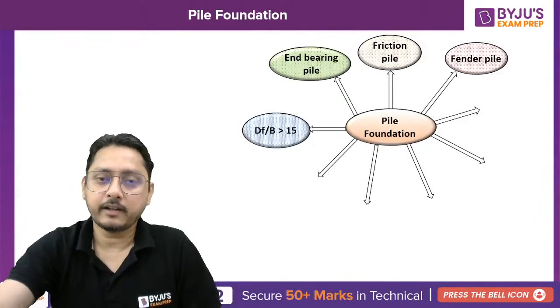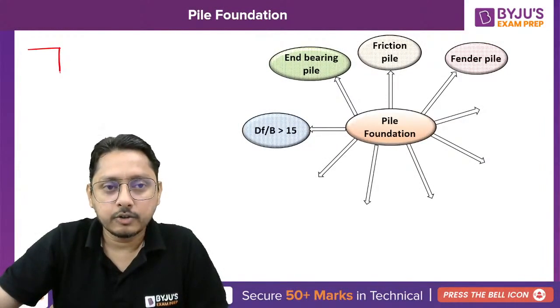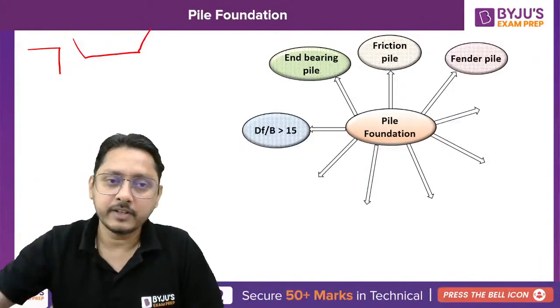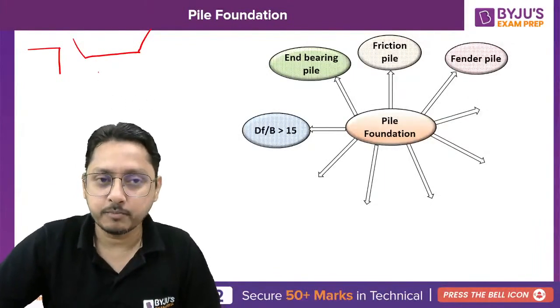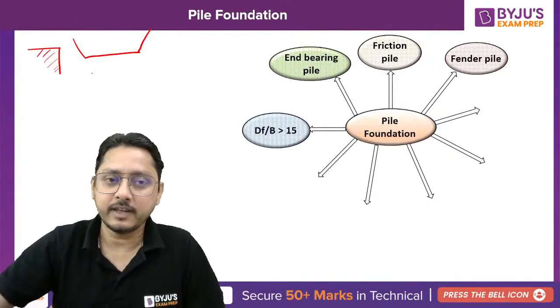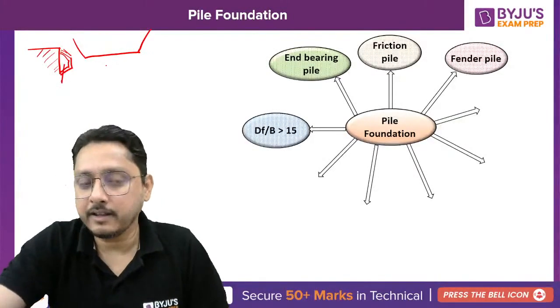Fender, you already know that in a harbor and dock, to protect your dock, suppose this is your dock and the ship is going to hit it, the mass of the ship is too much, even if it is hitting with a very small velocity, too much momentum. So to make this dock safe, we are using the fender. Fender is nothing but a kind of material which will be absorbing the impact. So here also we are providing piles. That pile we call a fender pile.